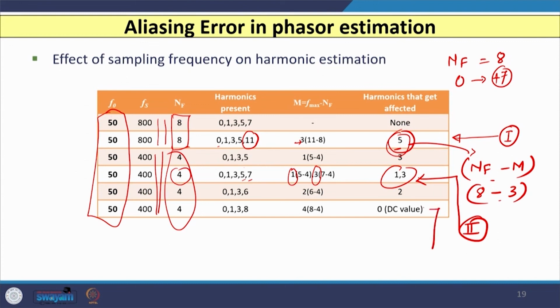Similarly, if you consider this case, the 8th harmonic is present. So the value of M comes out to be 8 minus 4, that is 4, and NF minus M, 4 minus 4, comes out to be 0. So the DC value gets affected. That means whenever higher order harmonics greater than NF are present, their effect will be reflected in the estimation of other harmonic components.